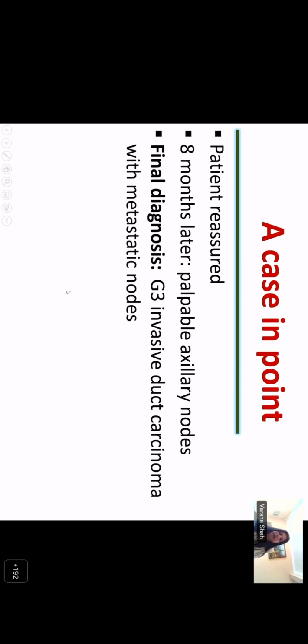Eight months later, she came back with palpable axillary lymph nodes. And the final diagnosis was grade 3 invasive duct carcinoma with metastatic lymph nodes. So the first time, in the core biopsy, the surgeon missed the lesion. Second time, he excised the previously biopsied area, which was not the lesion. The main lesion was somewhere else.